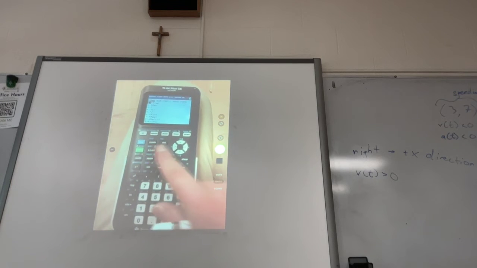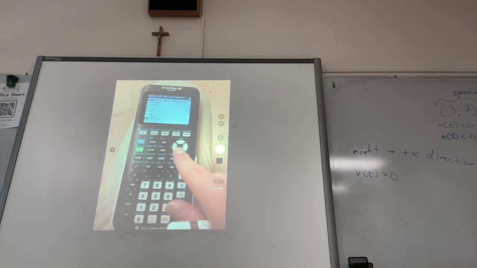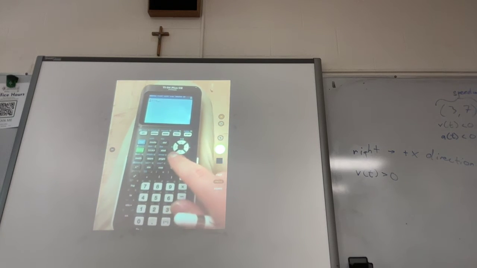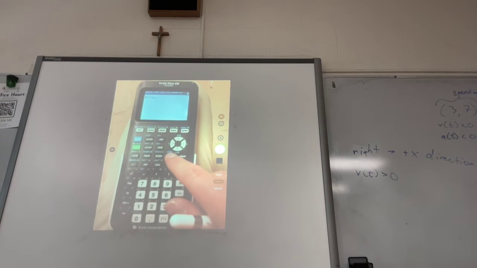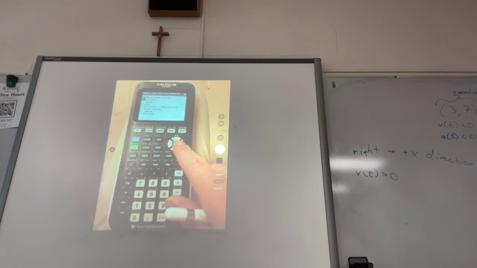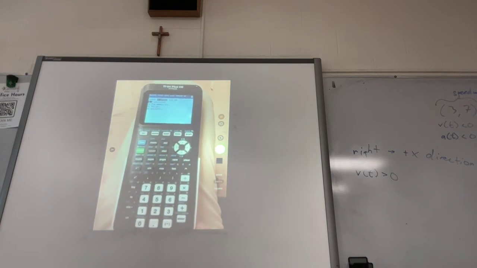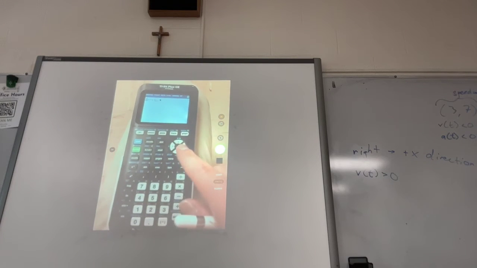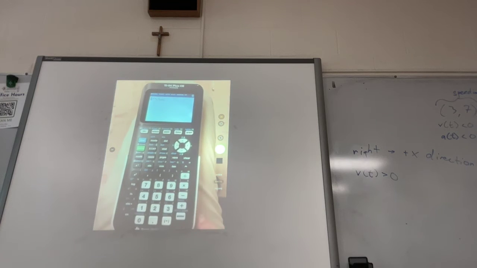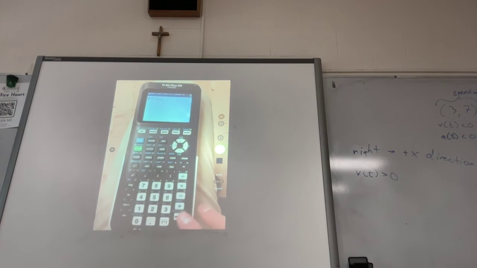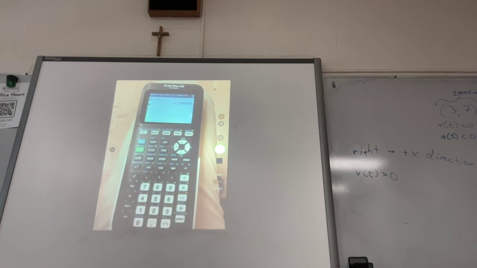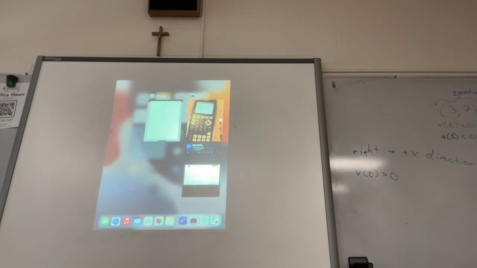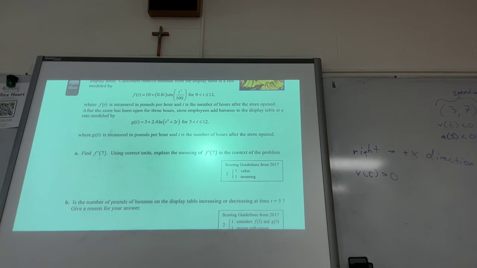Alright, so we hit math. We've got nDeriv. We put y1 in there, right? So we hit the vars button, scroll over to y vars, select function. Okay, and then we wanted x equals 7. It's just going to spit it right out: negative 8.2.